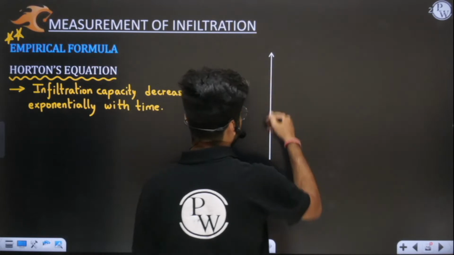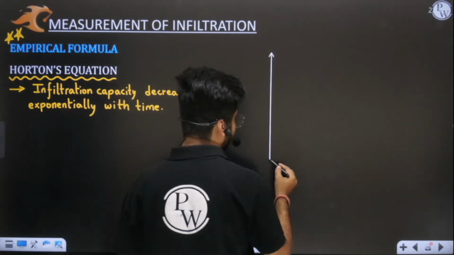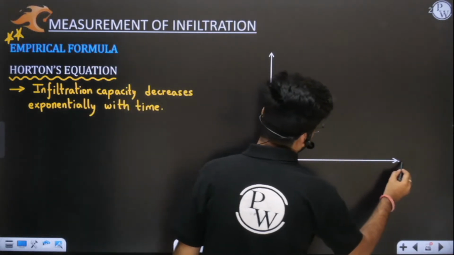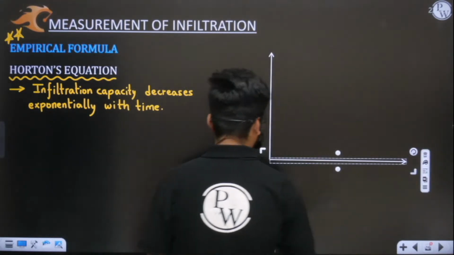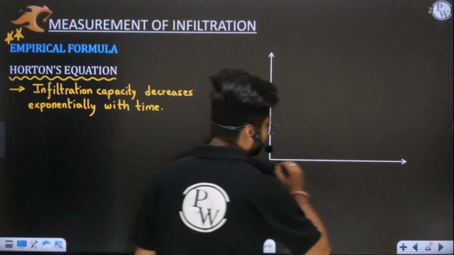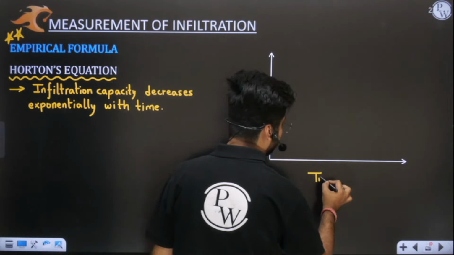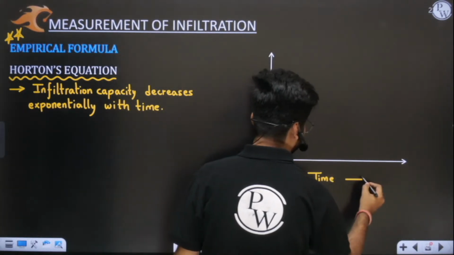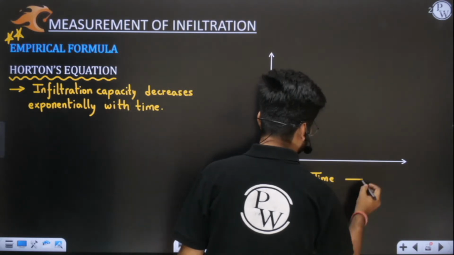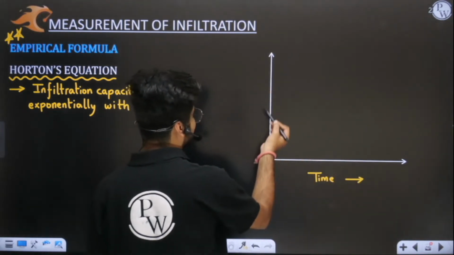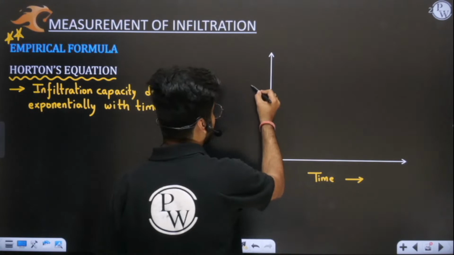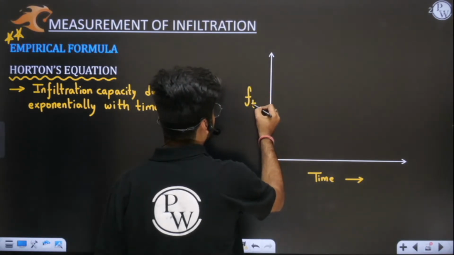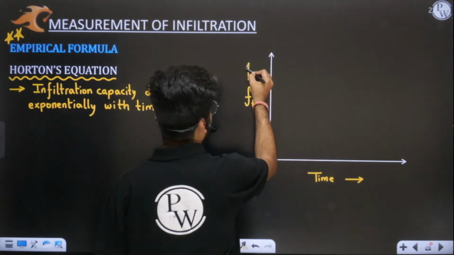So on the y-axis, I will have infiltration capacity, and on the x-axis, I will have time. Yes or no? On the x-axis, we will have time in hours or something, and here I will have infiltration capacity. Infiltration capacity is denoted by Ft. I have already told you this thing is denoted by Ft.